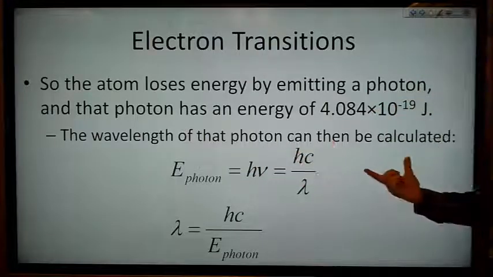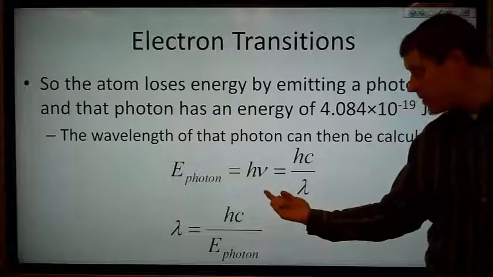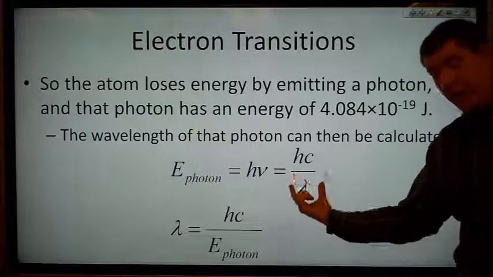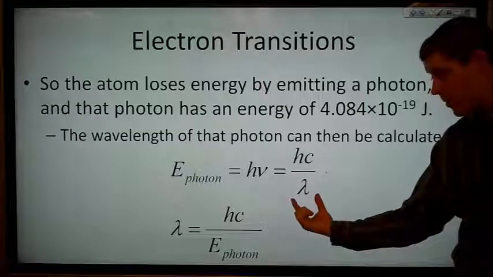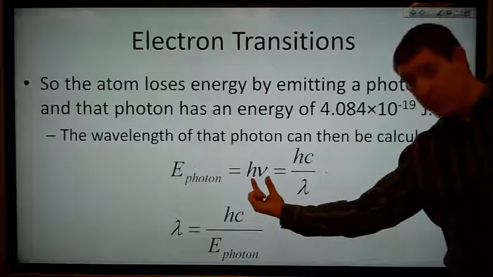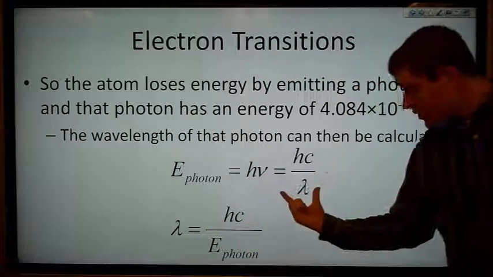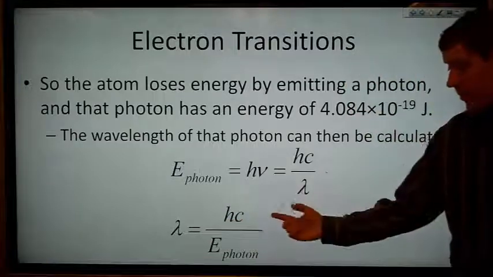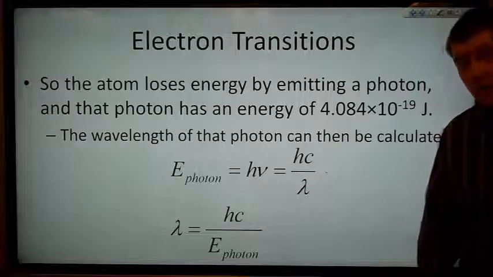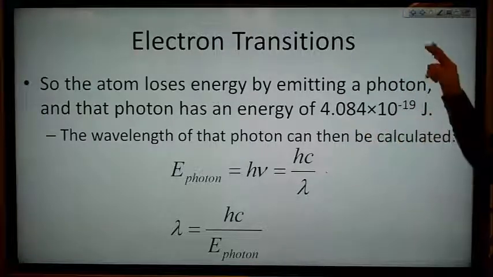So the wavelength of that photon can then be calculated. So if we know the energy of the photon is equal to h nu, which is also equal to hc over lambda, we're going to use the hc over lambda because if we want to know the wavelength, we want lambda. If we want to know the frequency, we'd use this one with nu. So we can solve this equation for lambda. So lambda equals hc over the energy of the photon. H there, again, is Planck's constant. C is the speed of light. E is the energy of our photon, which we know now.